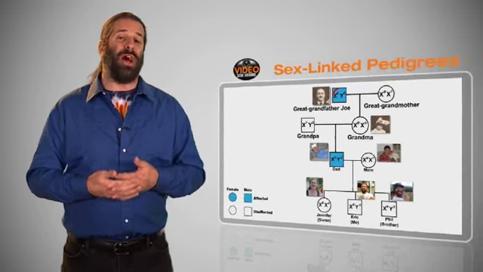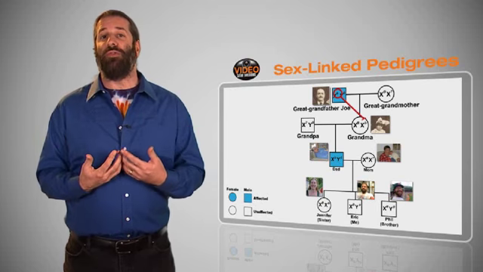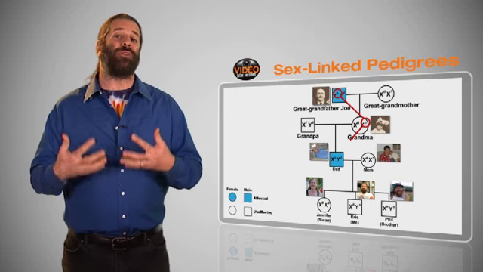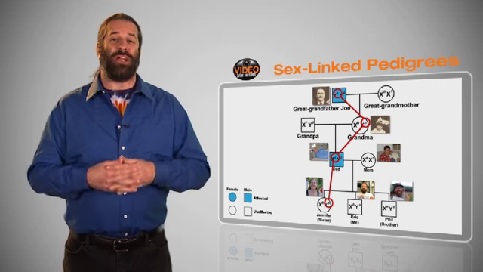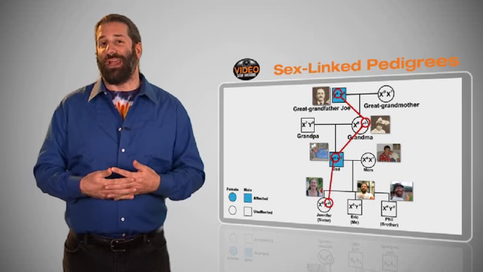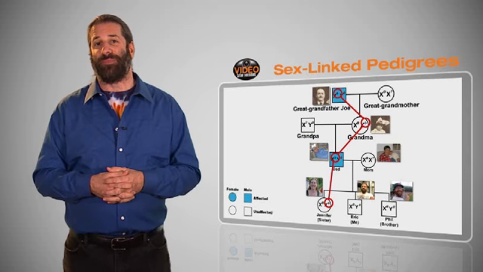In the video tutor on sex-linked pedigrees, I use family photos from my own family to show how sex-linked traits have some unique patterns of inheritance. We actually follow a baldness trait through 5 generations of my family using old family photographs.